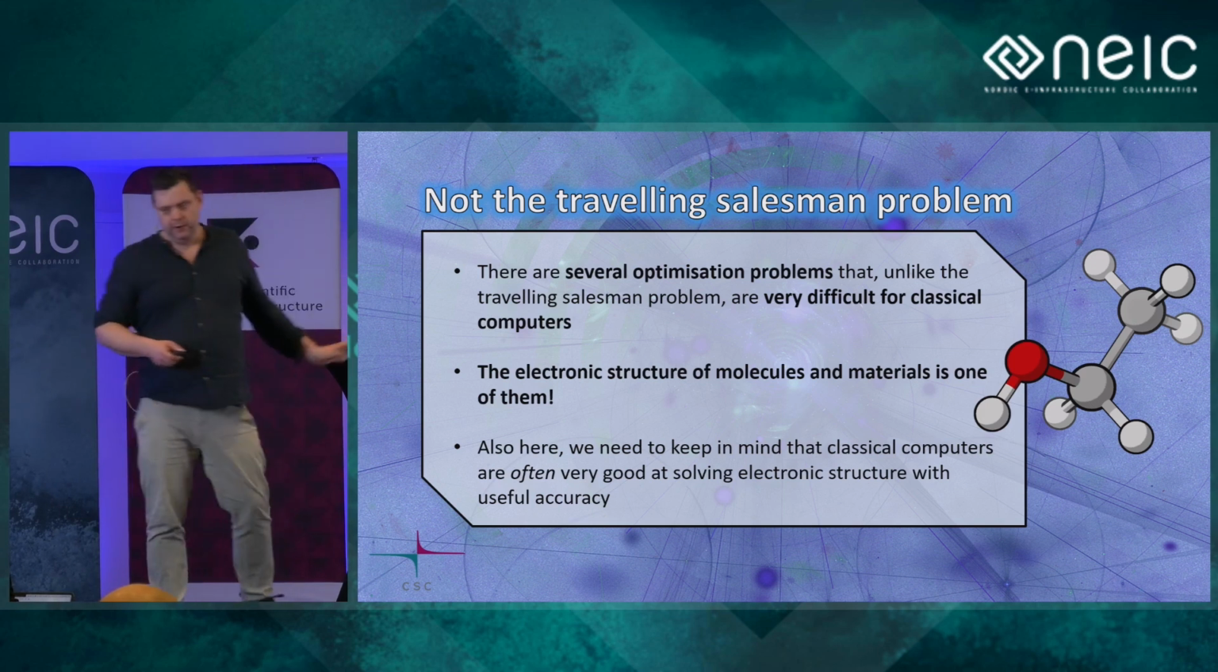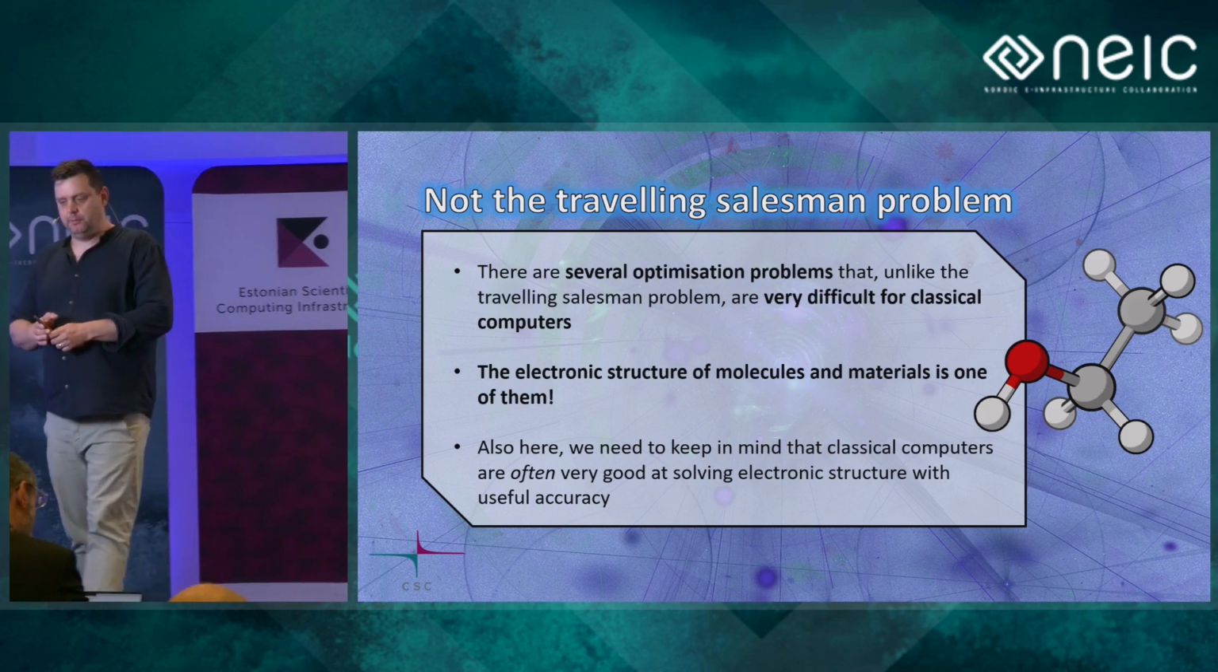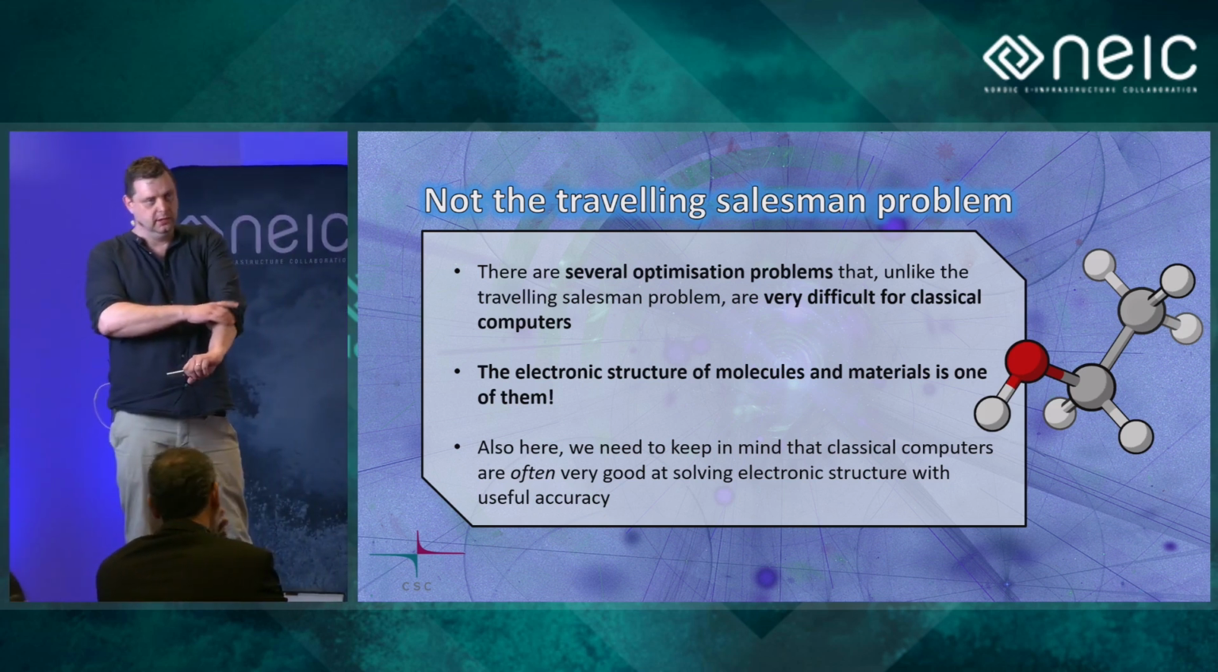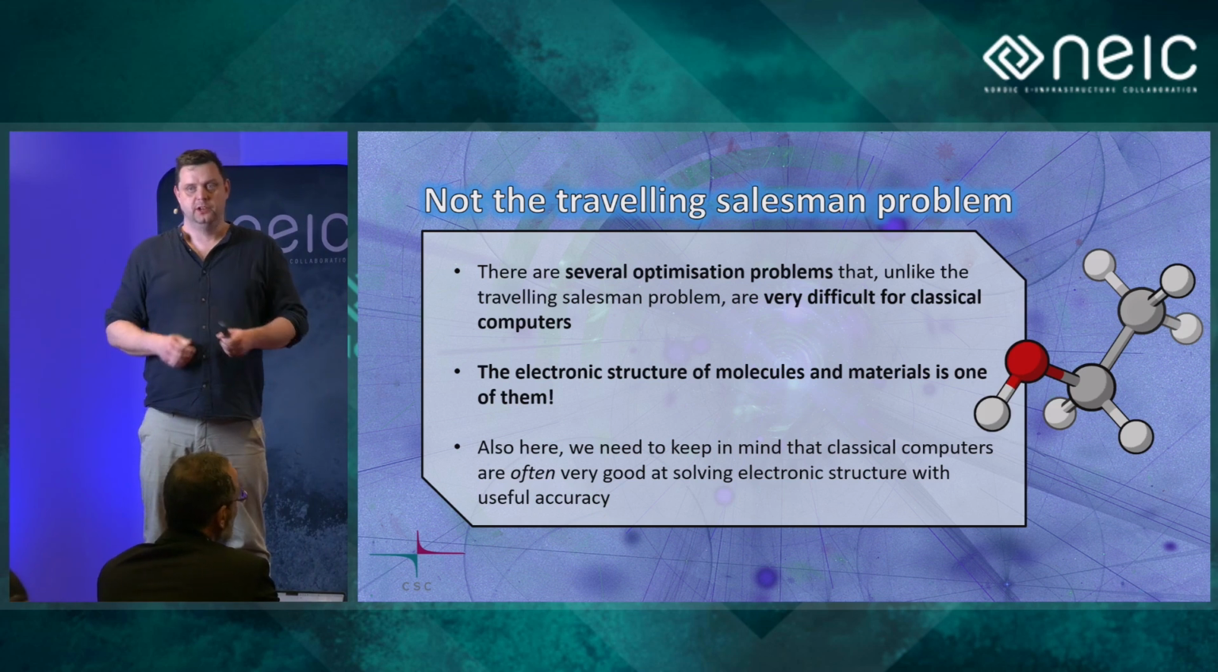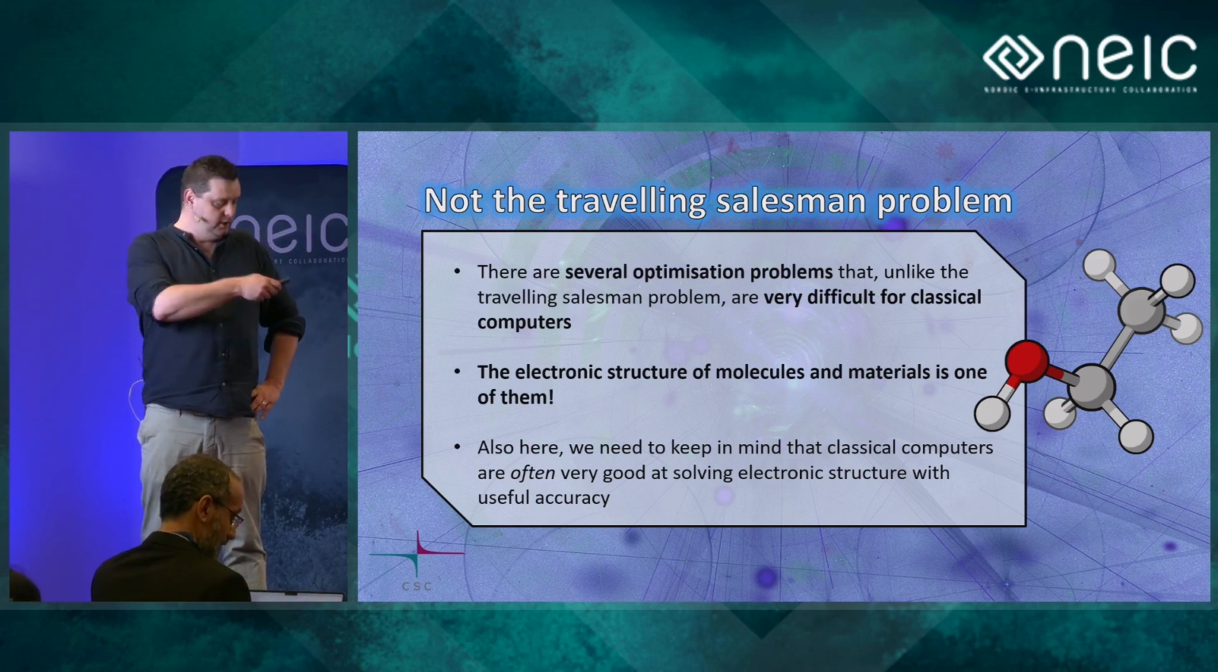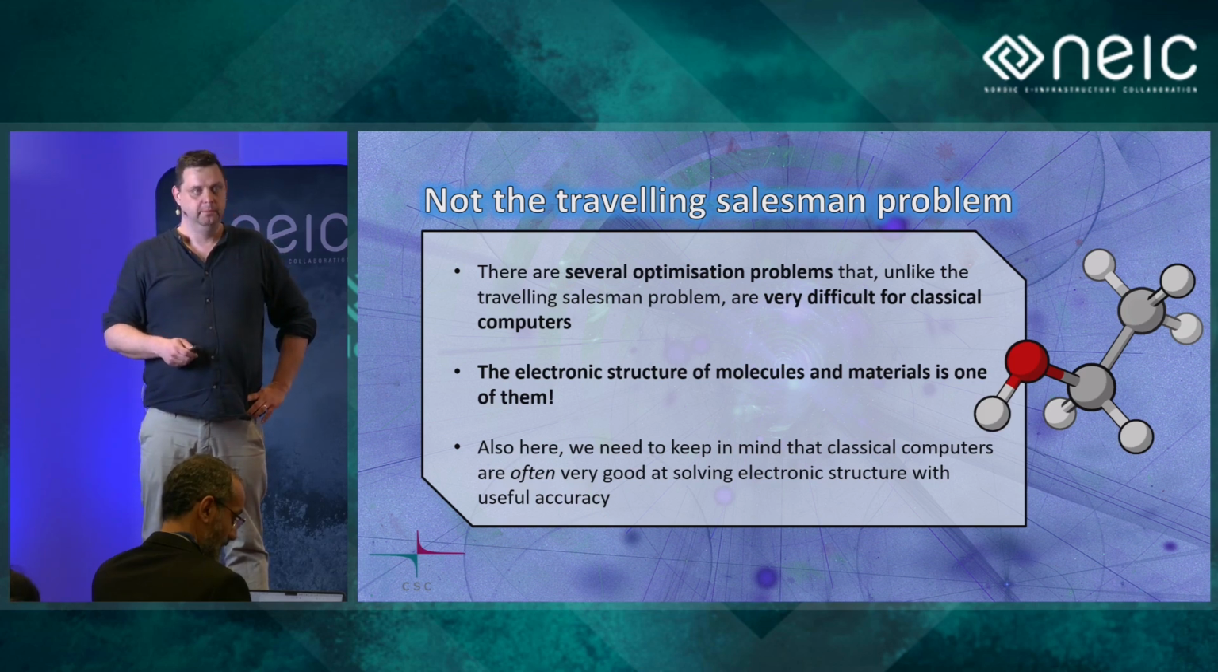But before that boom came a couple of years ago, half of the CPU cycles was used to solve the electronic structure problem, and it's still a major part of supercomputers around the world. So speeding up this will have a major impact.